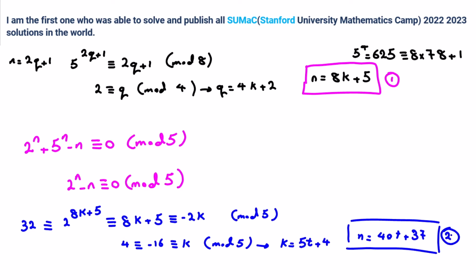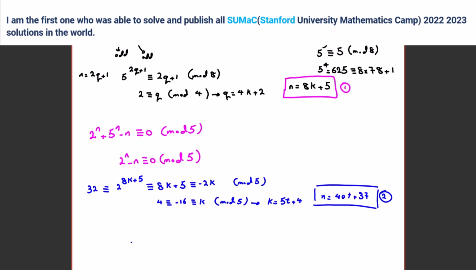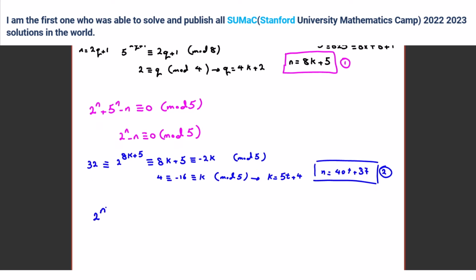Then we should consider mod what? 25. Yes, because we said n is at least 3. You can ignore that. So this one, mod 25, is 0. And you can replace n with 40t plus 37 and see what you can conclude about t, right? Okay. So try this one first on your own.